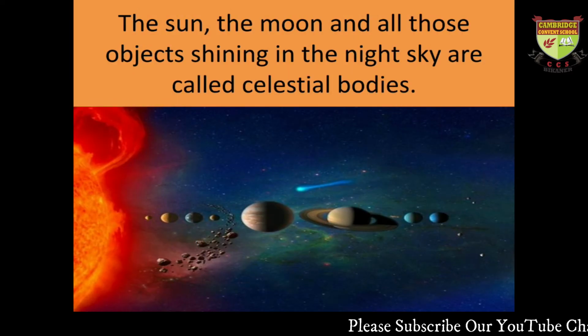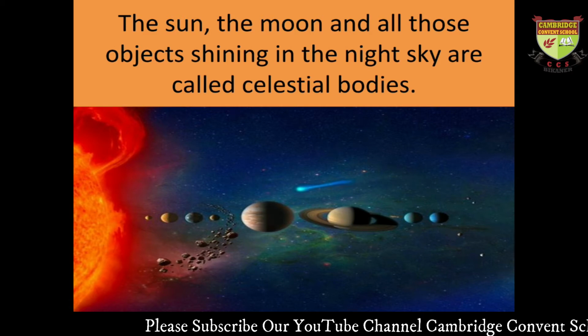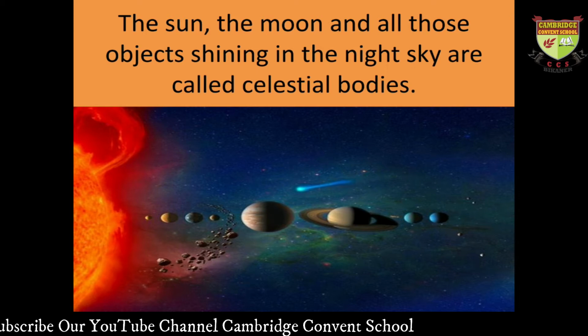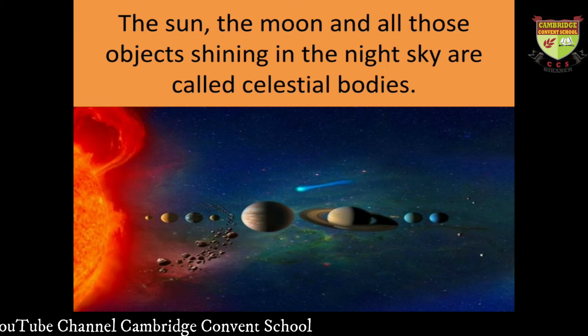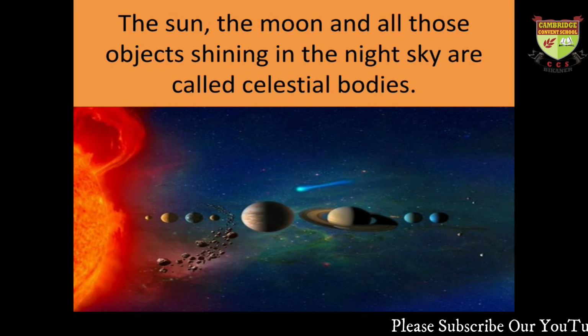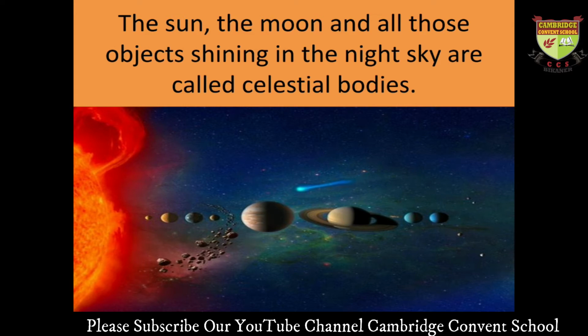Next, the sun, the moon, and all those objects shining in the night sky are called celestial bodies. As you can see, we have tube lights and bulbs in our homes, shining at night. In the same way, the sun, the moon, and all the objects we can see in the sky at night are shining. There is no electricity up in the sky, so they are either self-illuminated or taking light from the sun. This is why they are called celestial bodies.